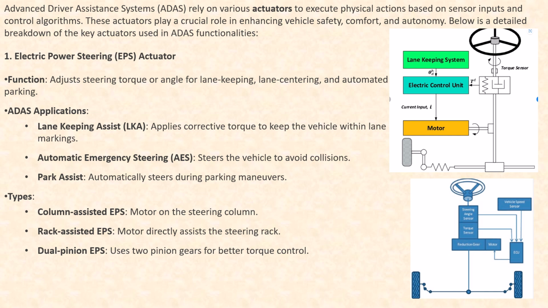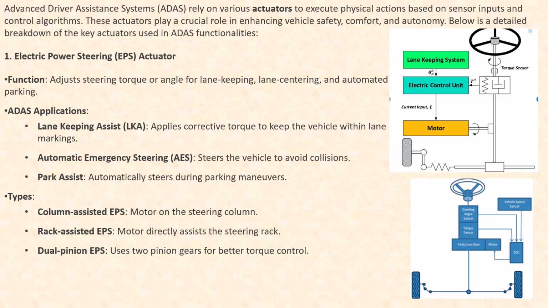Now let's see the various types of actuators that are used in ADAS functionalities. The most important actuator is electric power steering, because steering plays an important role in many ADAS functionalities, right from lane keeping assist to automatic emergency steering to park assist. This electric power steering actuator plays a very pivotal role. So what does it do actually? Electric power steering actuator adjusts the steering torque or angle for lane keeping, lane centering, automated parking.